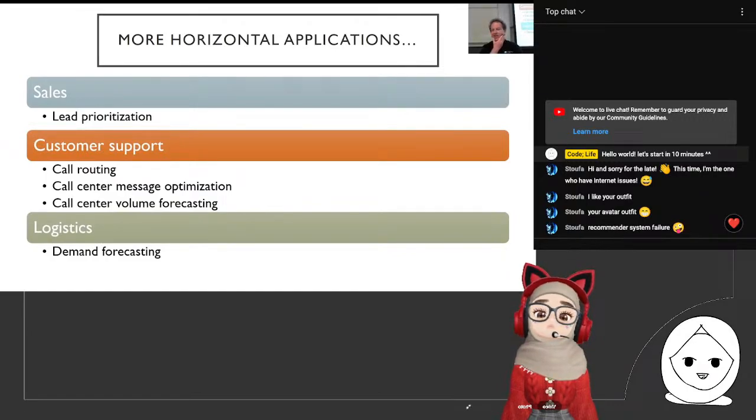Lead prioritization is a really interesting one. This is one where a lot of companies... yes, Dina, can you pass that over there?